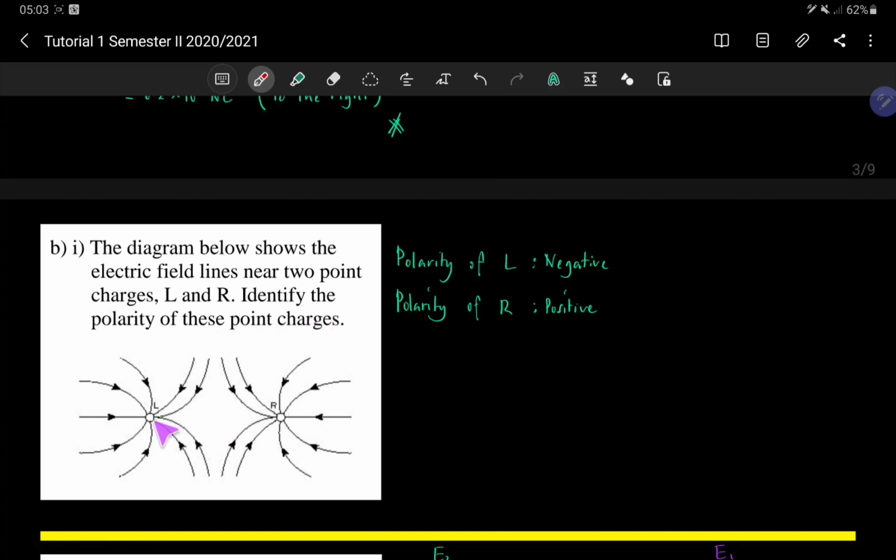It's quite simple. According to L, the direction of the electric field lines is directed inwards. Inwards, we know that the charge should be negative, isn't it? While for R, the direction of electric field lines here is still directed inwards. So inwards means that the charge is also negative. Negative and negative, they will repel each other, isn't it? So the answer should be negative and negative.